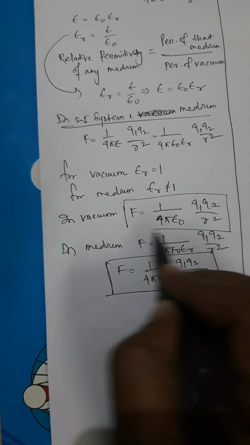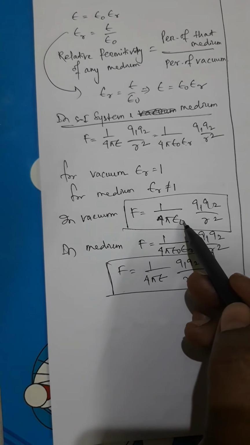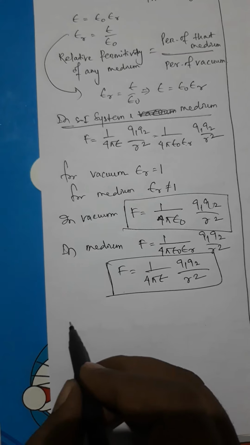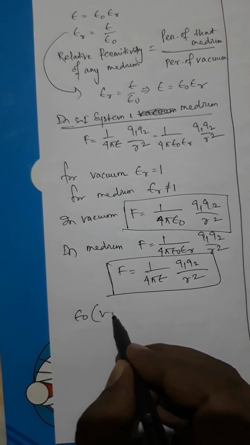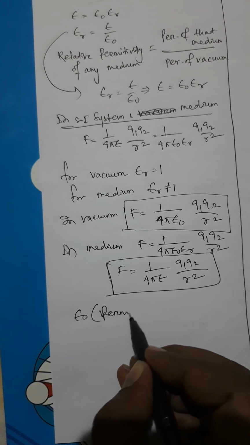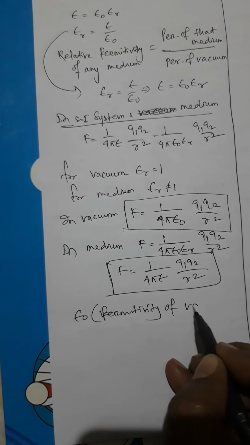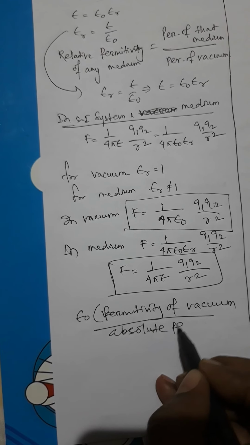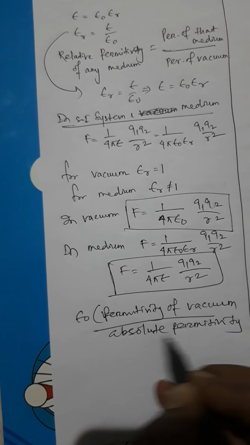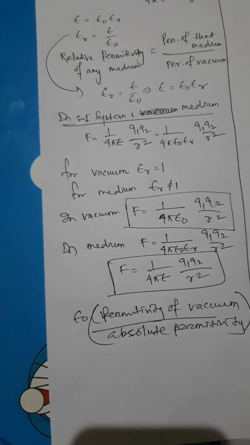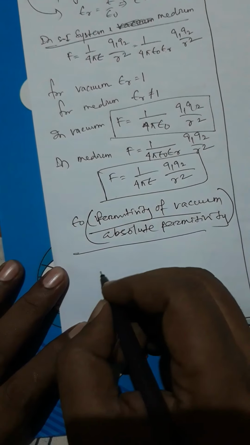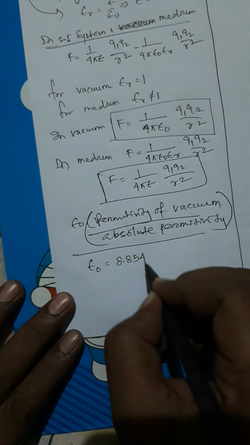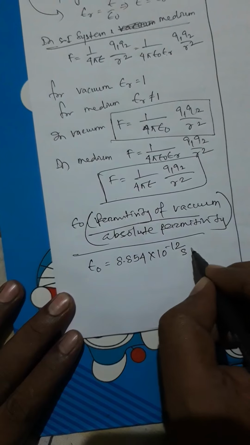Very simple. If it is medium, you just put epsilon. If it is vacuum, you just put epsilon naught. Now this epsilon naught is called permittivity of vacuum. Sometimes it is also called absolute permittivity. Now it has a standard value. This epsilon naught has standard value 8.854 into 10 to the minus 12 SI units.